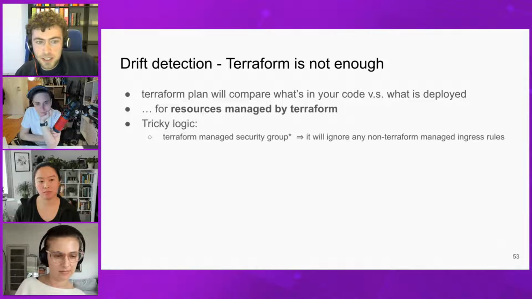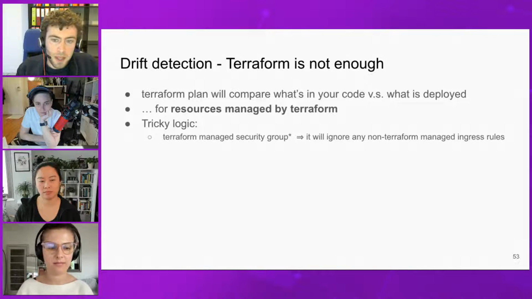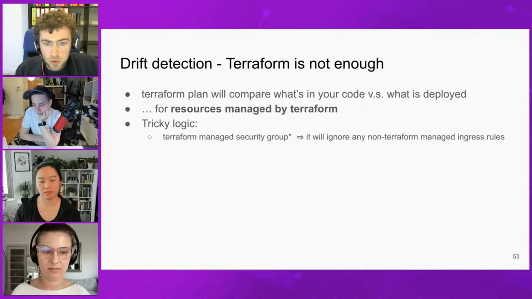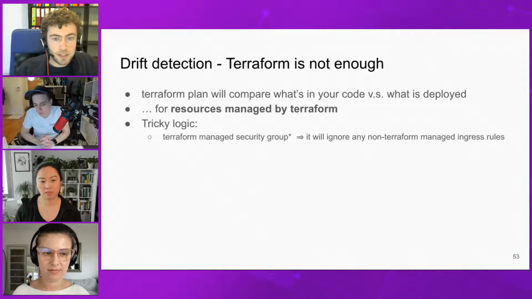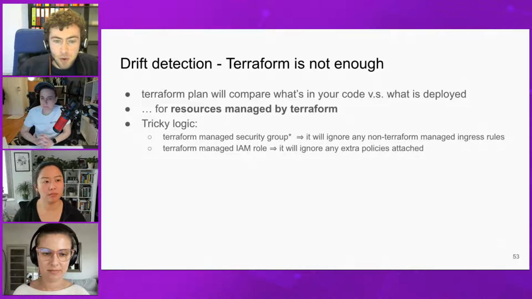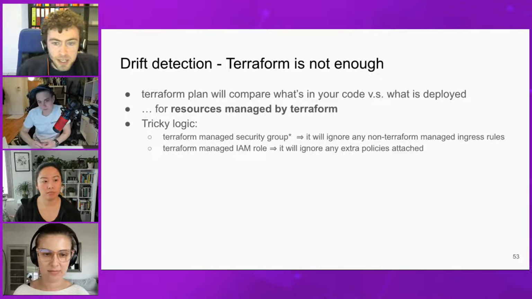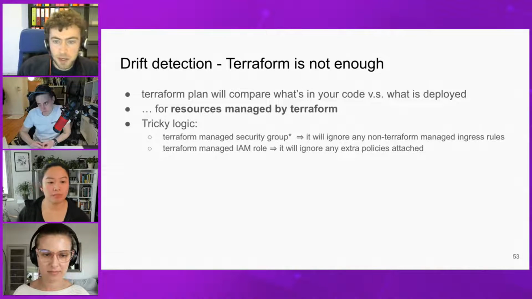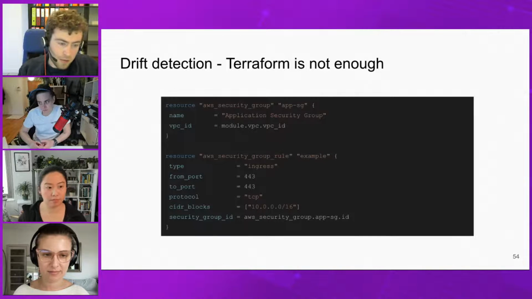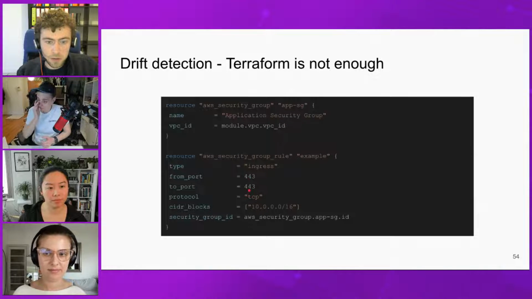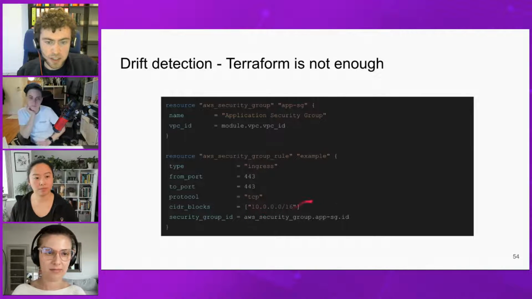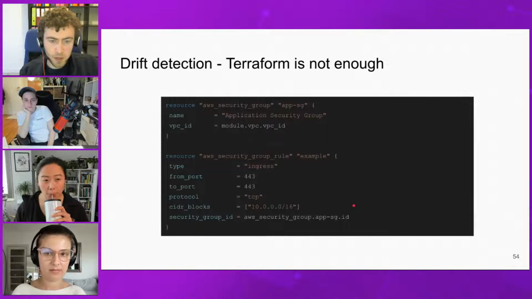And the trick here is that if you create a security group with Terraform, depending how you define it, it will ignore any other ingress rule because it considers that it's not managing them. Same for IAM roles. It's not going to consider that any extra policy that you attach to the role is managed by Terraform. So a very practical example, say we have a security group, app SG, that is going to define an ingress rule to allow TCP traffic on port 443 from 10.0.0.0/16.